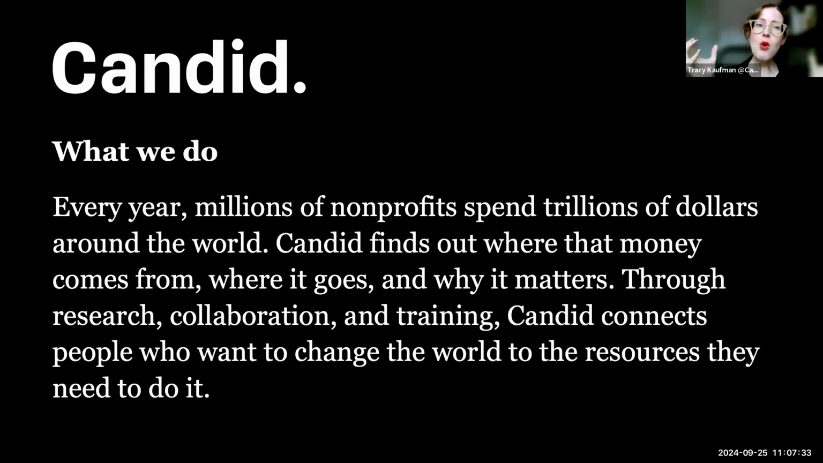grants, etc., it lives in the same place. And our mission is centered around the fact that every year, millions of nonprofits spend trillions of dollars around the world. Our job is to find out, where does that money come from? Where does that money go? And why does it matter? We connect the people who want to change the world to the resources that they need to do it.